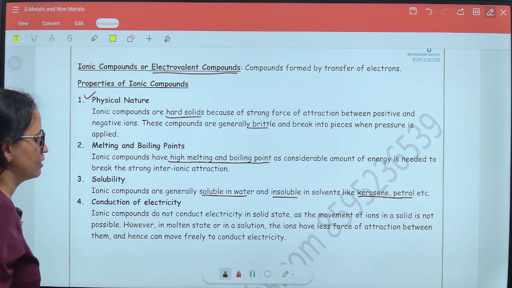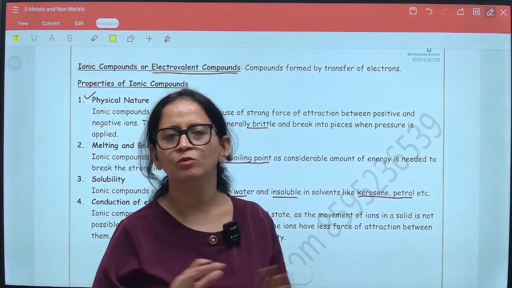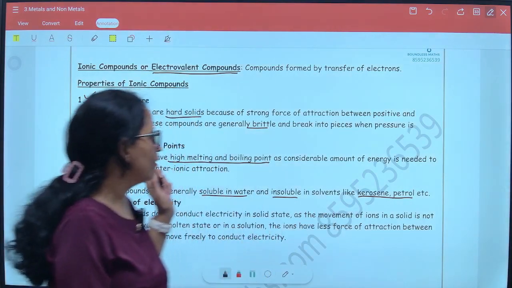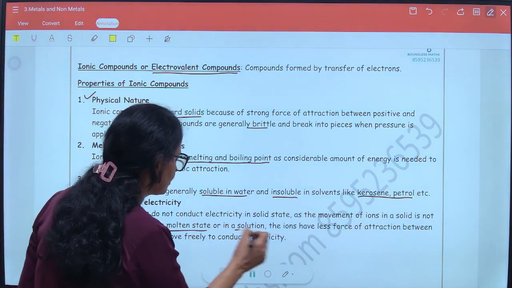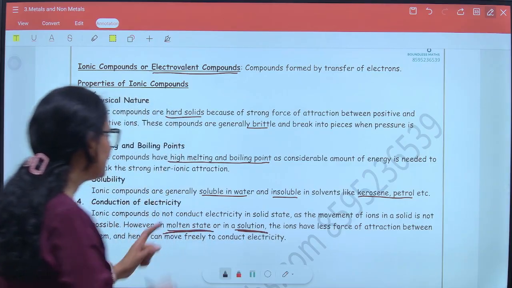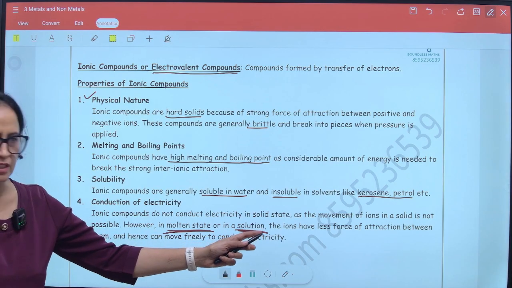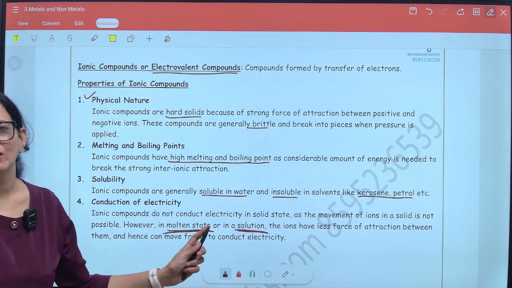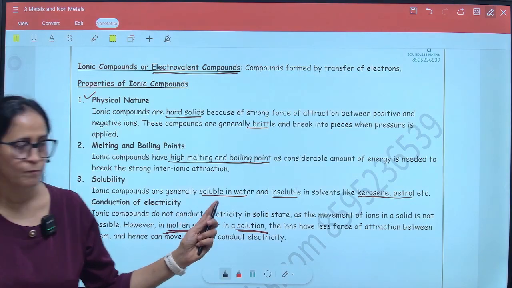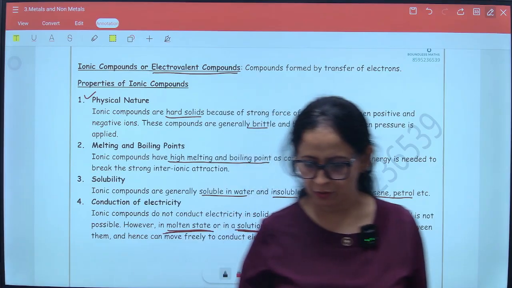Conduction of electricity. Because these are made up of ions, in solid state they do not conduct electricity. However, in molten state or when dissolved in water, that means in the solution form, the ions get separated out and they start moving freely to conduct electricity. But in solid state, they do not conduct electricity. So that's it, what we have about physical and chemical properties of metals and non-metals.